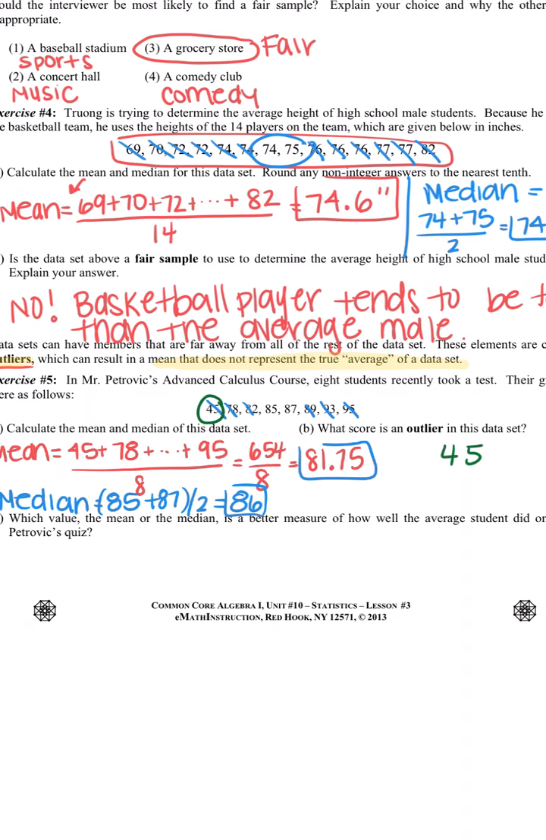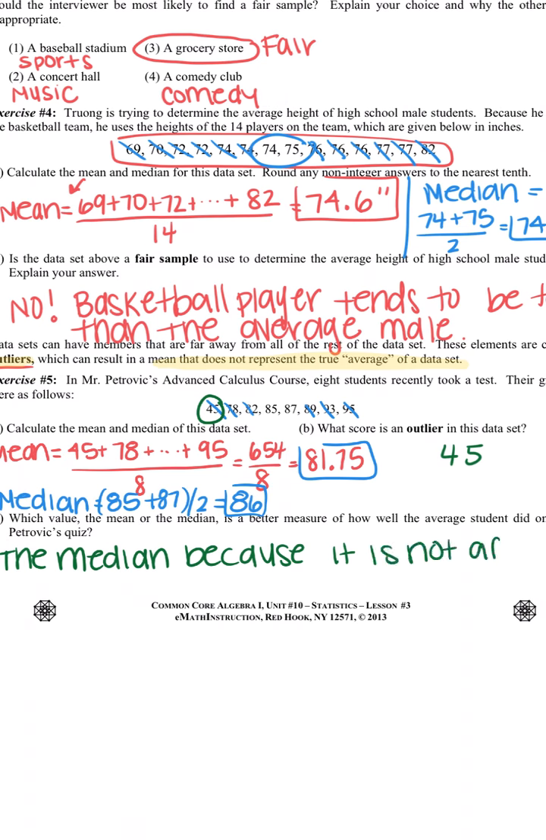It says which value, the mean or the median, is a better measure of how well the average student did on Mr. Petrovic's quiz. All right, so I would say the median, because it is not affected by the outlier. And here's what I mean.